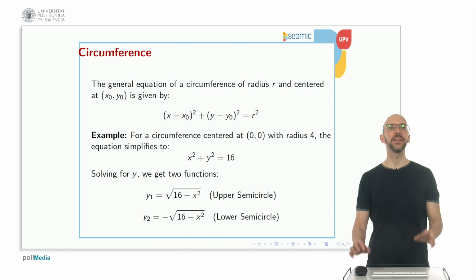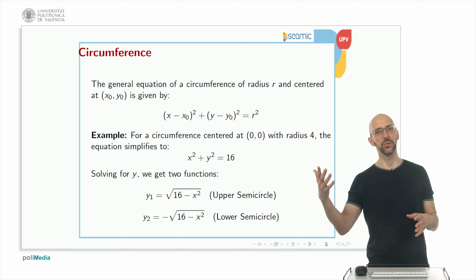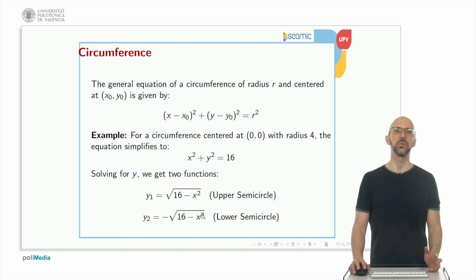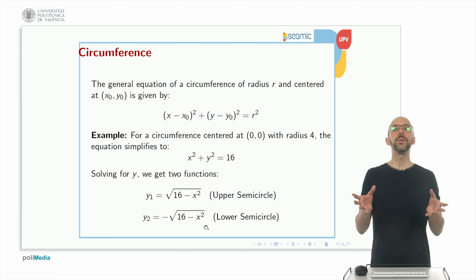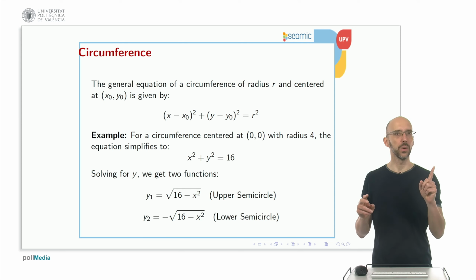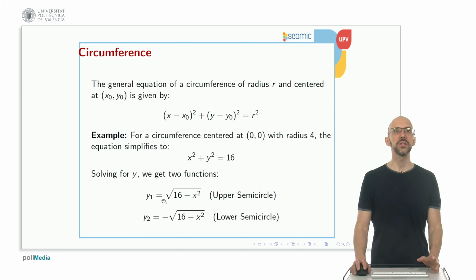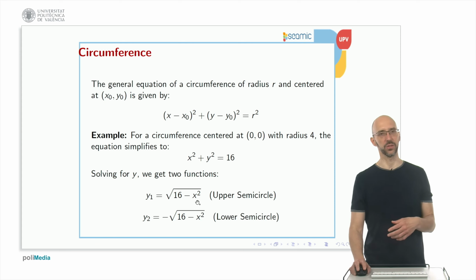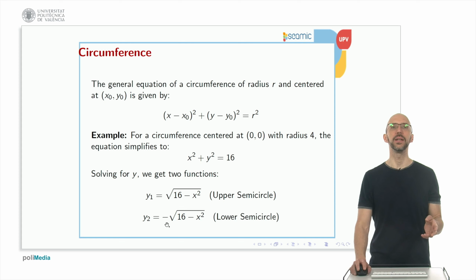In order to eliminate the square of the y, I need to take a square root. And when I do that, be careful because the solution is positive square root and negative square root. So I needed to split these two functions. So this equation provides you with two functions, not only one. The one function, that I call y1, is the square root of 16 minus x squared. And the other function, y2, is negative square root of 16 minus x squared.